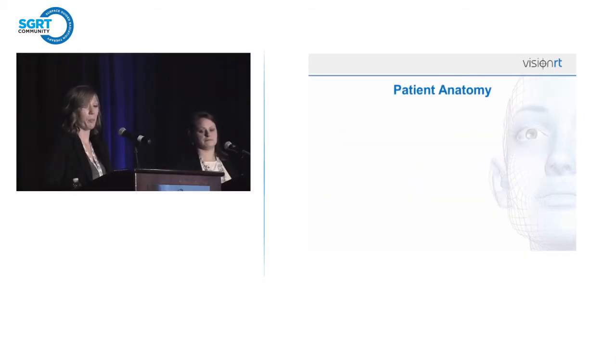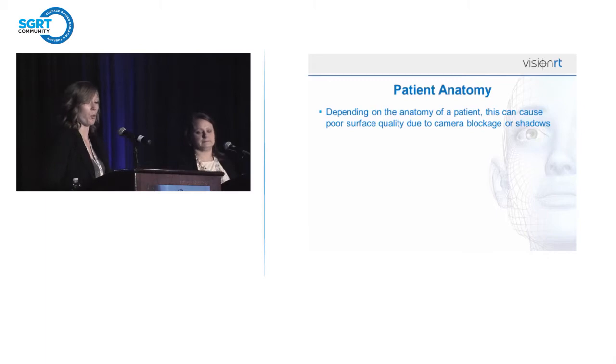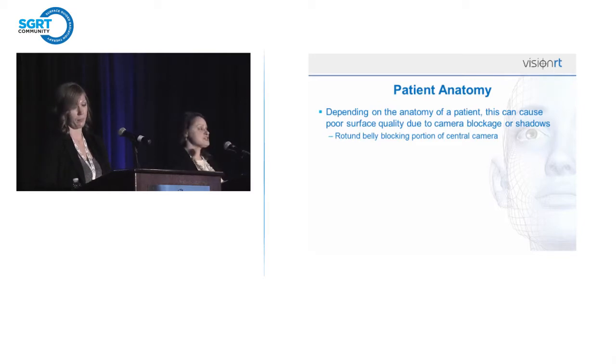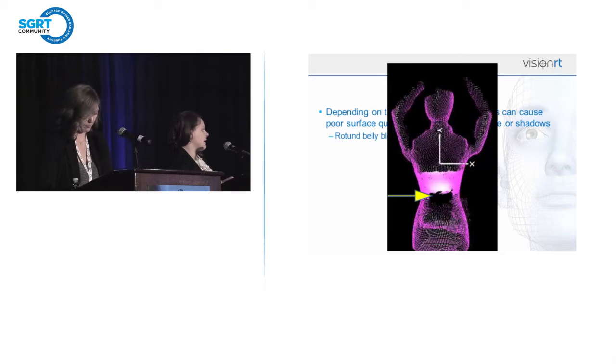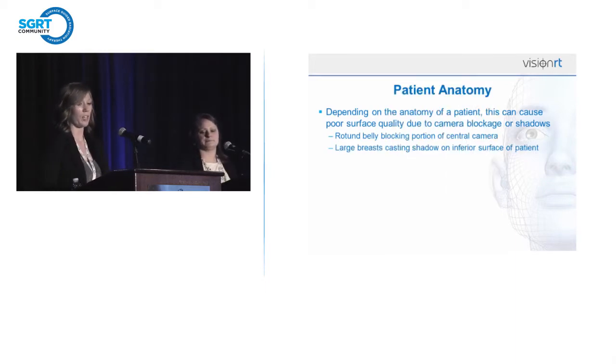Depending on the anatomy of your patient, this can also cause poor surface quality due to camera blockage or shadows. If we have a rotund belly, we could block a portion of that central camera. So same picture again, if we had a large abdomen on this patient, depending on where the couch is, the height of the couch and whatnot, it can also cast a shadow, so we could see some missing information in that area. Large breasts can also cast shadows on the inferior surface of our patient.